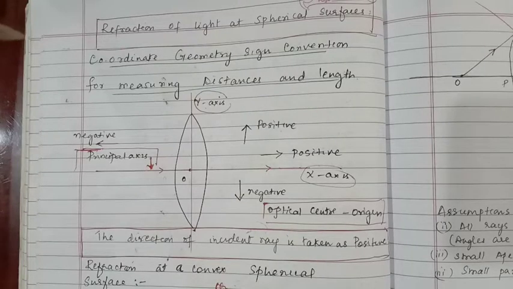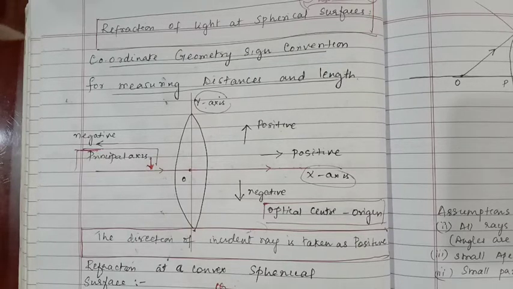Refraction of light at spherical surfaces. Today we are going to study about refraction of light at spherical surfaces. So before going into it, we should know coordinate geometry sign convention for measuring distances and lengths.